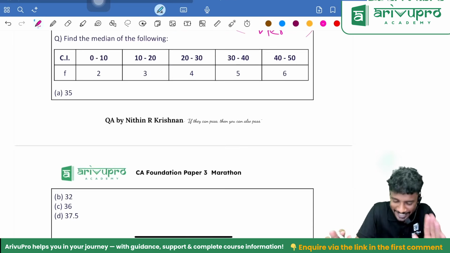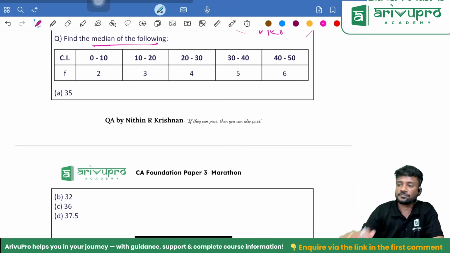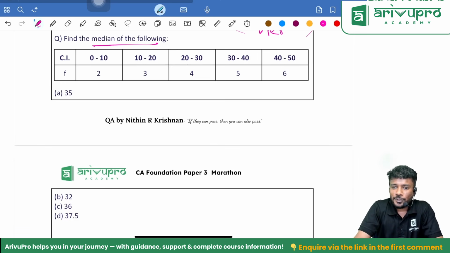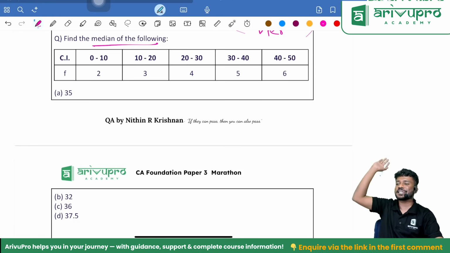Find the median of the following. I was a Vijay fan long back. I watched Sura and left. Yes, find the median of the following. How do we find the median?